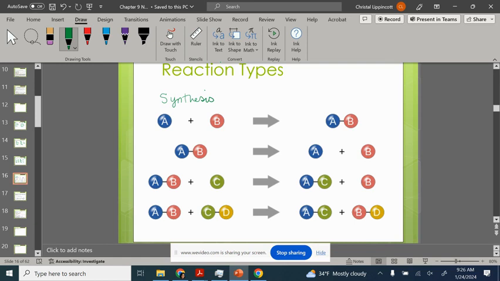So if we're looking for an example of that on your homework for tonight, that is going to be number 2 on your homework, where we have CO plus oxygen, and that is making CO2. So that's an example of a synthesis reaction. So you're going to write down synthesis. You'd write down a capital S, and that is a synthesis reaction.